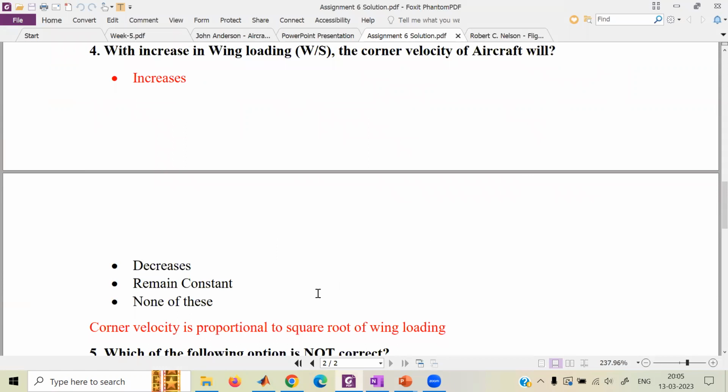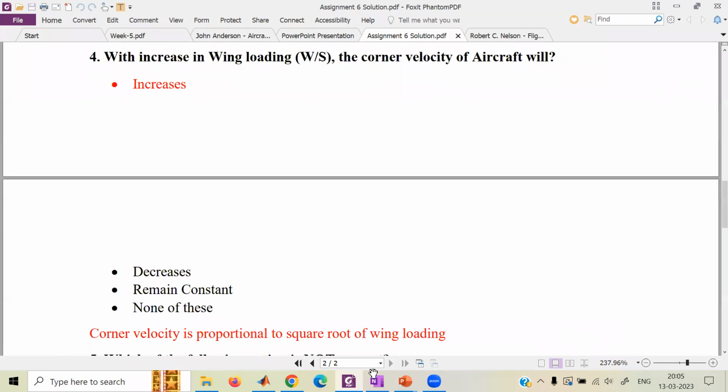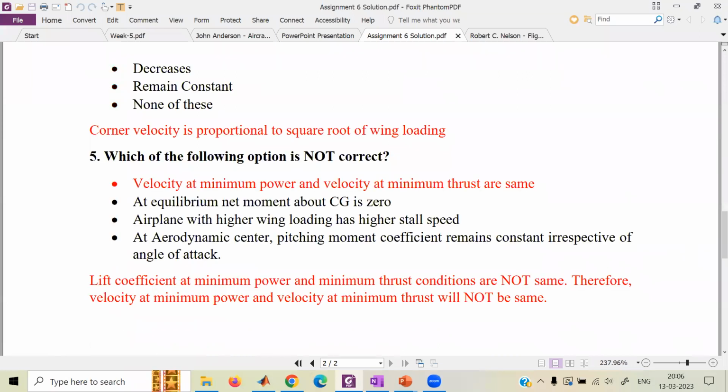Which of the following options is not correct? Velocity at minimum power and velocity at minimum thrust are the same. They're different, right? The lift coefficient at minimum power and minimum thrust conditions are not the same. Therefore, velocity at minimum power and velocity at minimum thrust will not be the same.